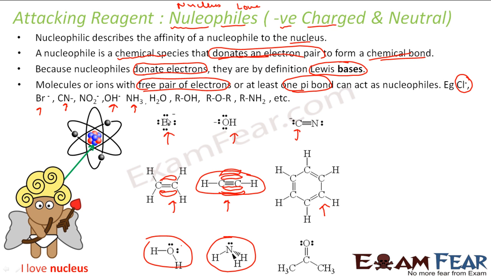And if you see here, this alcohol, this ether, and these amines also act as nucleophiles. Correct. So you see, this has a lone pair of electrons to donate. Since it has a lone pair of electrons to donate, it also acts as a nucleophile.